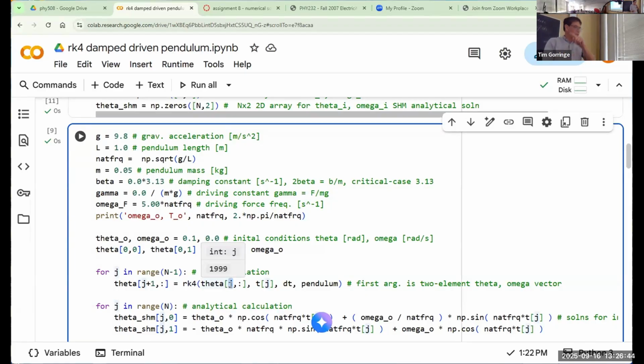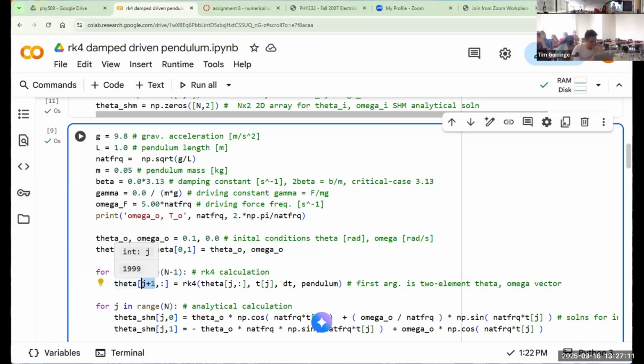So the current time is time tick J, and we're going to project the coordinates to time tick J plus 1. That's important. The first element is the time tick, and we are projecting from the current time to the future time. Remember, when we defined theta, we defined it as an n by 2 array. n represented the time, the 2 represented the two variables. So we're picking out one time here and then the following time here.